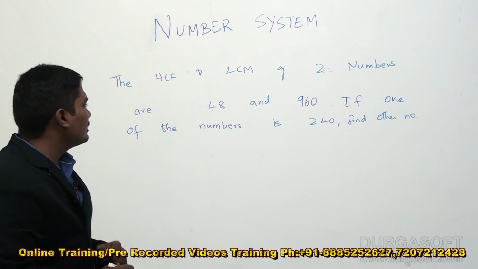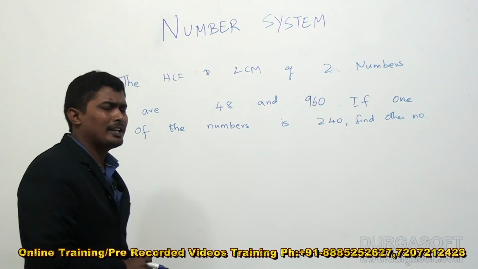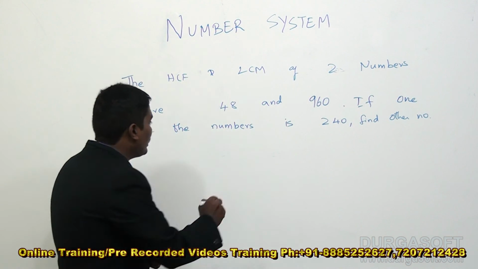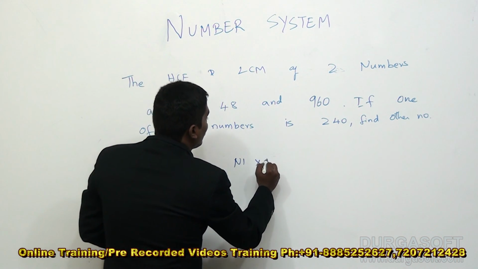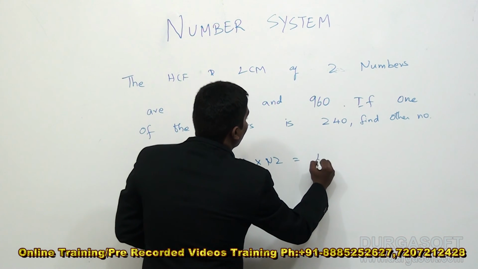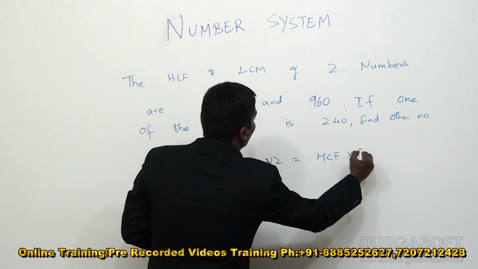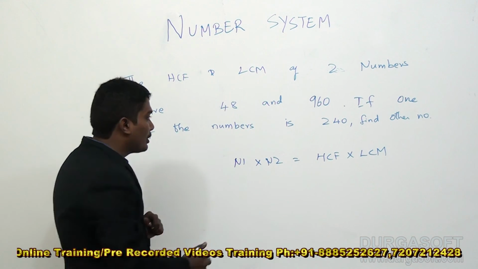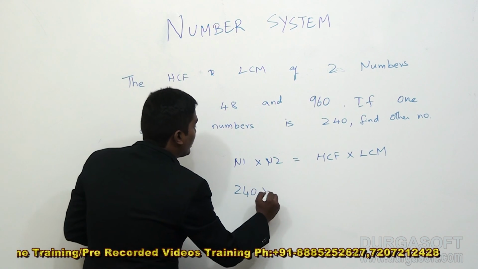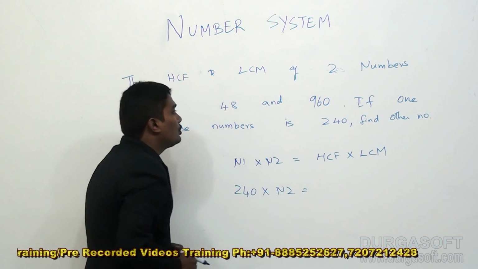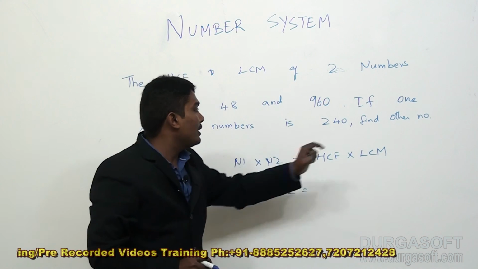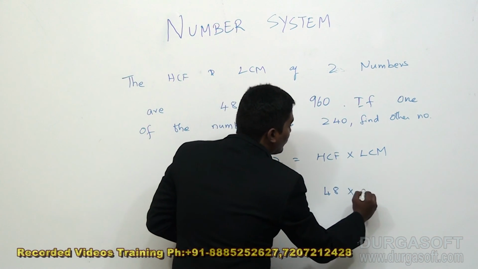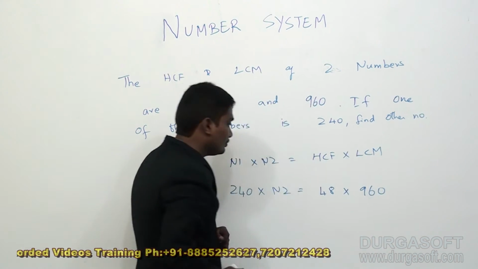So for a question like this, how will we be solving? It is quite simple. I will directly use the formula. So what is the formula that I had told? I told you that number 1 into number 2 will be the same as HCF into LCM. Now I know what number 1 is. Number 1 is 240, into number 2. This should be equal to HCF into LCM. The HCF is 48, 48 into LCM, which is 960.